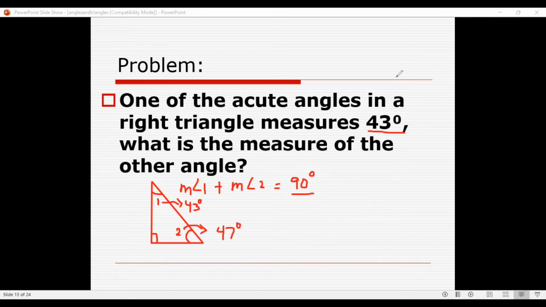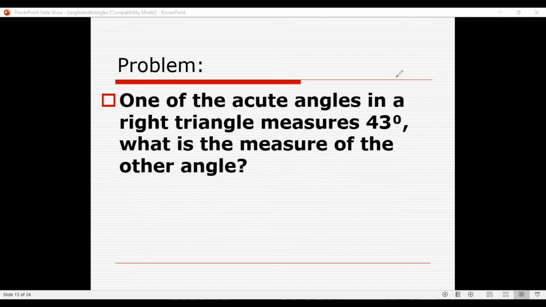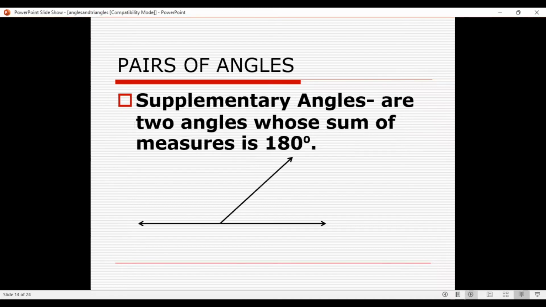So those are just some examples that you might encounter when you are dealing with complementary angles. Okay, let's go to the fourth, which is the last now, which is supplementary angles. Supplementary angles are two angles whose sum of measures is 180 degrees. So supplementary angles form a linear pair.